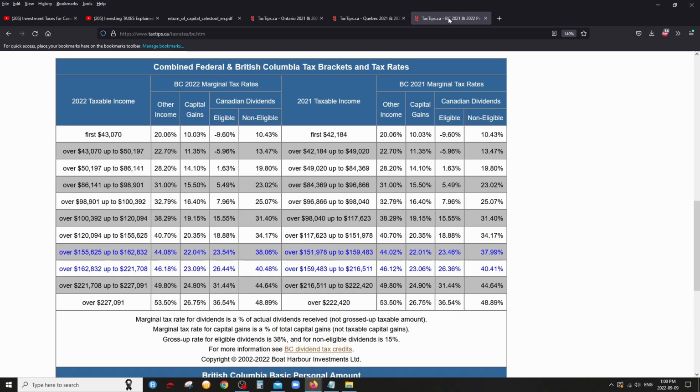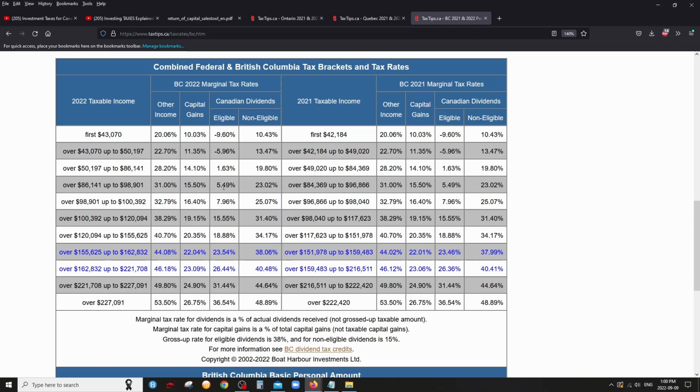And in BC, every province is different. In BC, they have their own numbers as well. It's also really, really good in BC. It's actually maybe better than Ontario. So BC, if you're making 86,000 or less, you're barely taxed anything on eligible dividends.